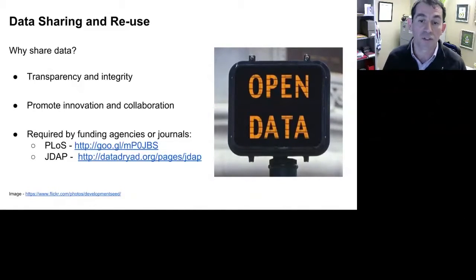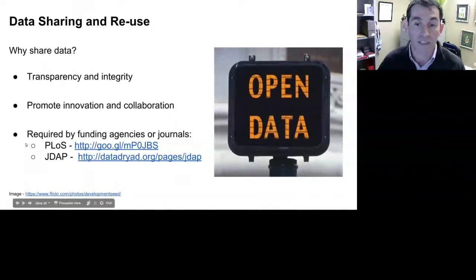In fact, many journals now require you, when you publish an article, to open that specific data set or sub-data set. A good example will be PLOS, Public Library of Science, really big journals. They are running one of the biggest journals in the world, PLOS One. Another good example will be the Joint Data Archiving Policy in ecology.